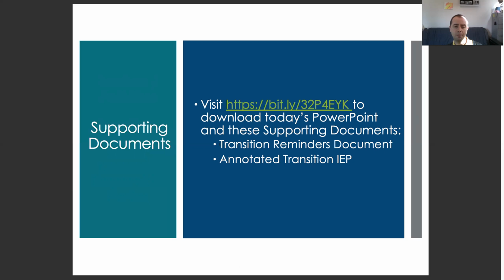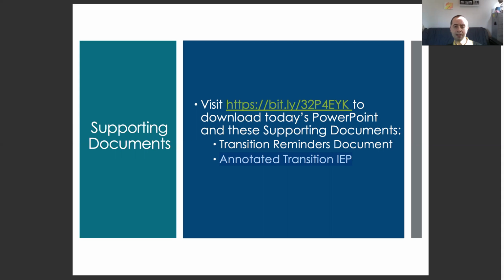And there are 2 documents. The first one here is a transition reminders document. That's just something that I put together for you that walks you through each step of the actual IEP, where you need to put some information. And I've also created for you an annotated transition IEP. It's not the whole IEP annotated, just the specific transition pieces there. It really talks about our present levels, our measurable annual goals. It also talks about our transition section and the transition grid.